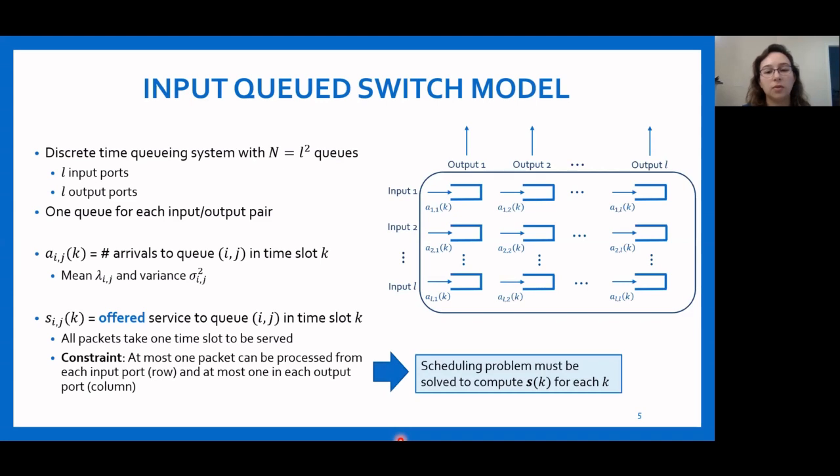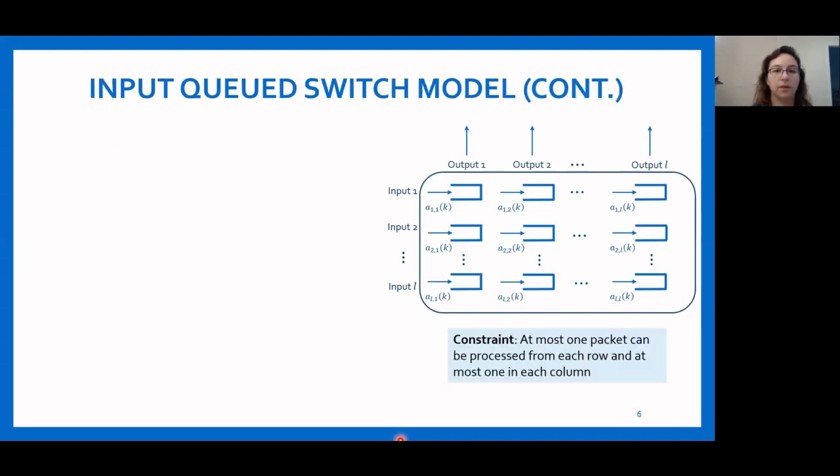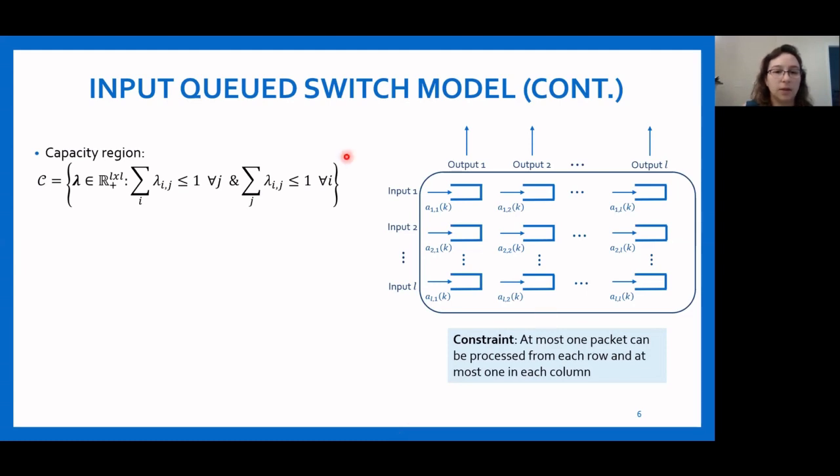Then we need to solve a scheduling problem in order to decide the potential service vector. The capacity region of this model is this set C right here. And it says that in each row and in each column of this system, the arrival rate has to be less than or equal to 1. Why 1? Because we can serve at most one packet from each row and each column in each time slot.